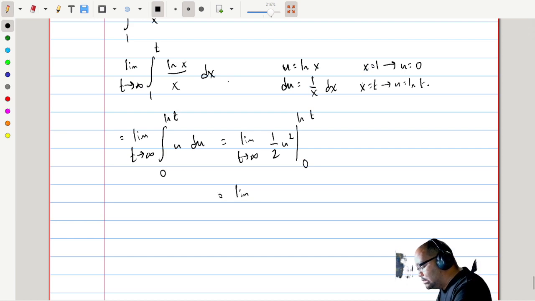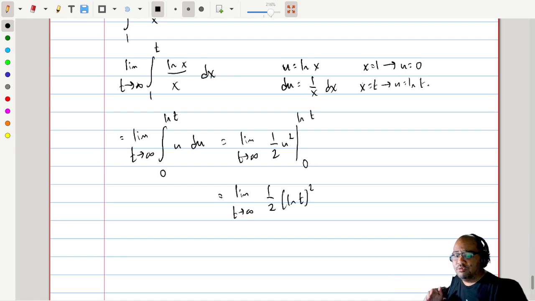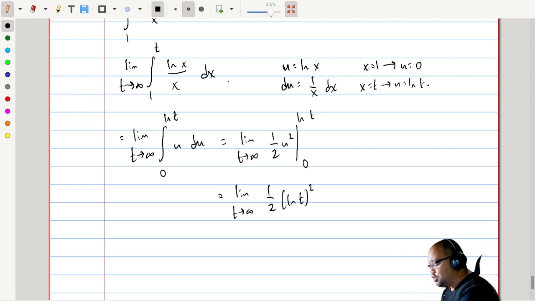And now I got to look at this part here. At 0, I get 0. So I have 1/2 of the square of log t. But remember, log t gets large as t gets large, so this limit is infinity, so the integral diverges.